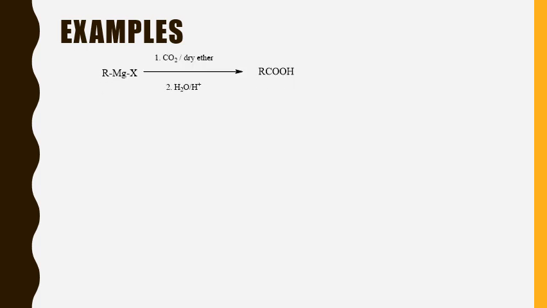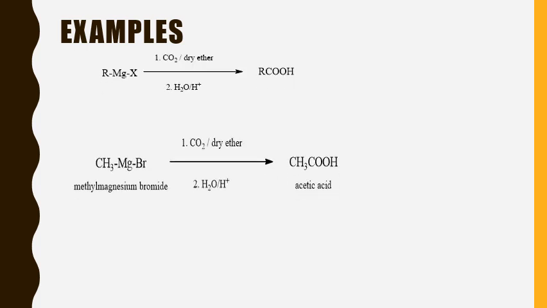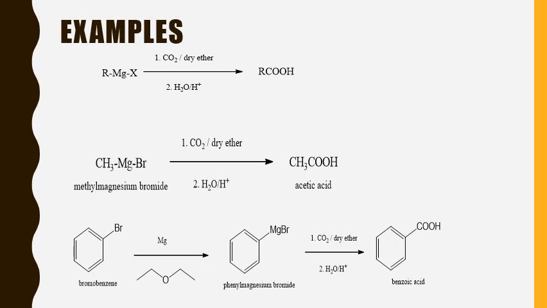So now let us see more examples. Okay, so here you can see that this is the Grignard reagent and this is the carboxylic acid. If you see the final structure RCOOH and the initial RMgX, what is retained? Only R from RMgX is taken, and COOH comes from this CO2 and hydrolysis water.